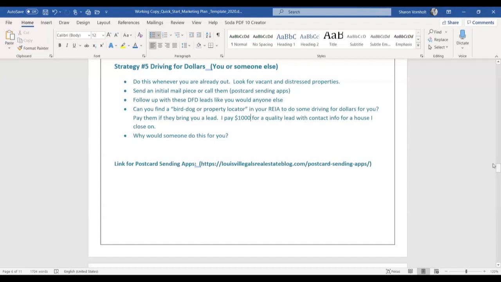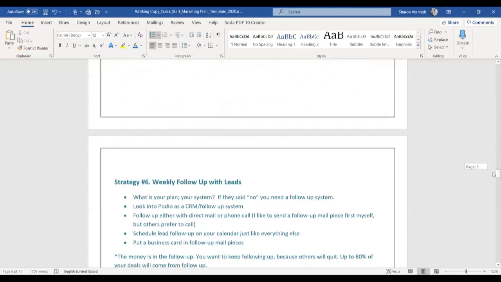So go over to the Louisville Gals real estate blog, and I did a whole post on this, postcard sending apps, where I listed some companies. You can also Google them, but I did some research on some companies so that you wouldn't have to do that for yourself. So you can check that out too.